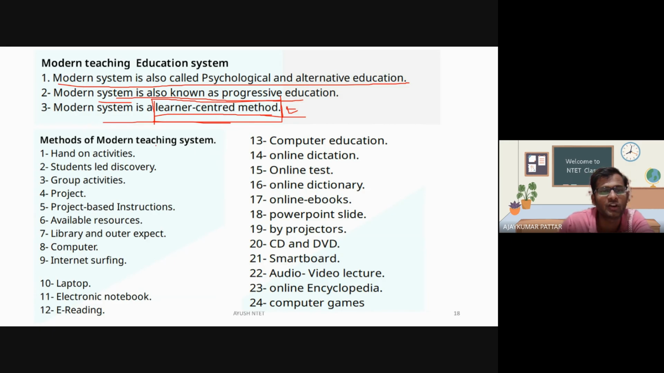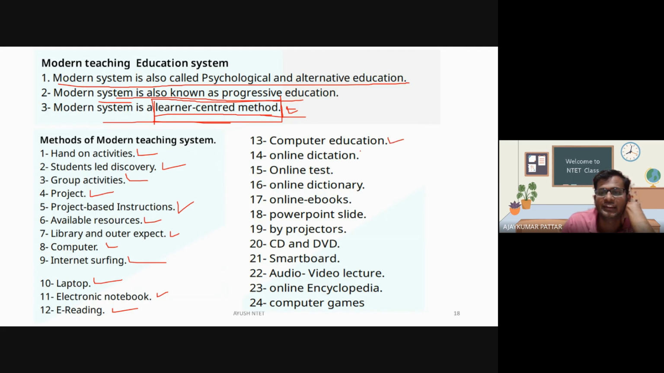The methods of modern teaching system. What have we added in modern teaching methods? Hands-on activities, student-led discovery, group activities, projects, project-based instruction, available resources like the library, outer aspects, computer, internet surfing, laptop, electronic notebook, e-reading, which means e-books. So online we can read certain things. These are the methods we are using in the modern teaching system.